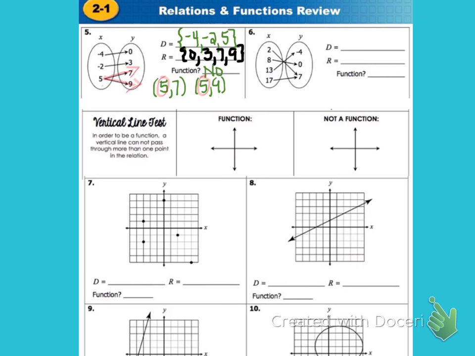Let's go ahead and pause the video now and try example 6 as a You Try to test your understanding. Pause the video now. And just take a moment to check your answers on the You Try.